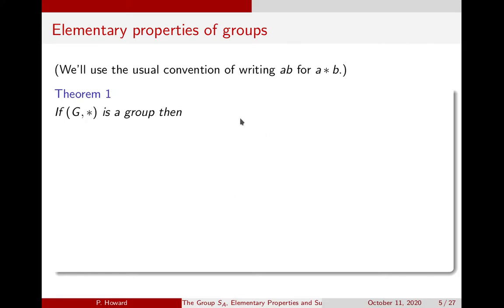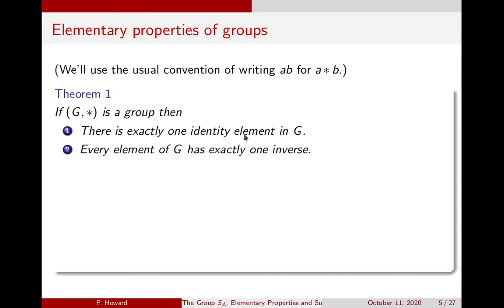We'll be using this convention that I've mentioned before, the convention of writing AB for A star B, if we're talking about a generic group whose operation is star. So here is a theorem we have seen before. This is a recap, really, of what we know about groups. There's exactly one identity or neutral element in G. Every element of G has exactly one inverse.